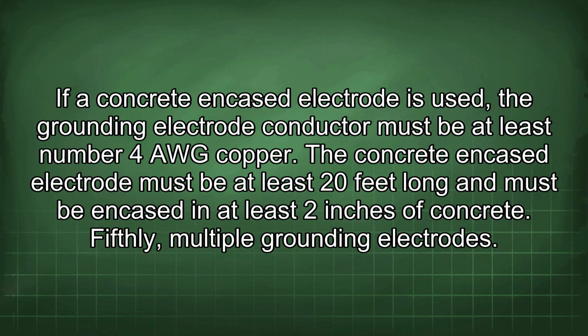If a concrete encased electrode is used, the grounding electrode conductor must be at least number 4 AWG copper. The concrete encased electrode must be at least 20 feet long and must be encased in at least 2 inches of concrete. Fifthly, multiple grounding electrodes.